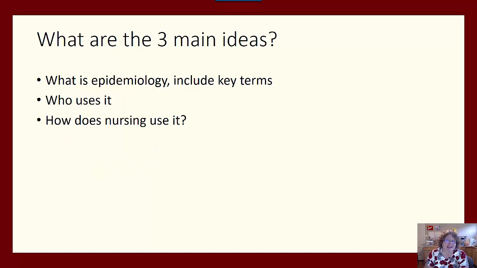So the three main ideas of what we've just discussed were: what is epidemiology, along with key terms. So think a moment for yourself. What is epidemiology? Look back at the key terms that we just discussed and see if you can define those. Talk about who uses epidemiology and how they use it, and talk about how nursing uses it. So take a moment to review that and make some notes.